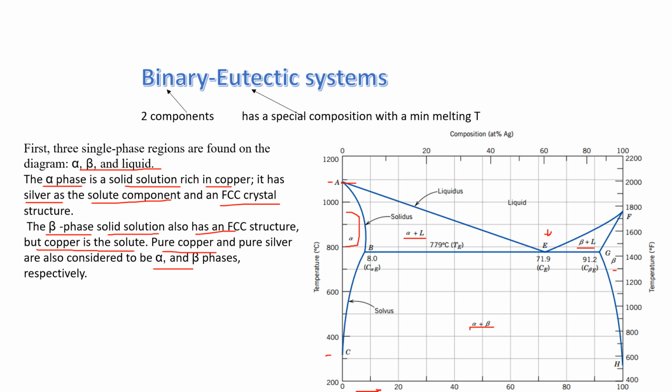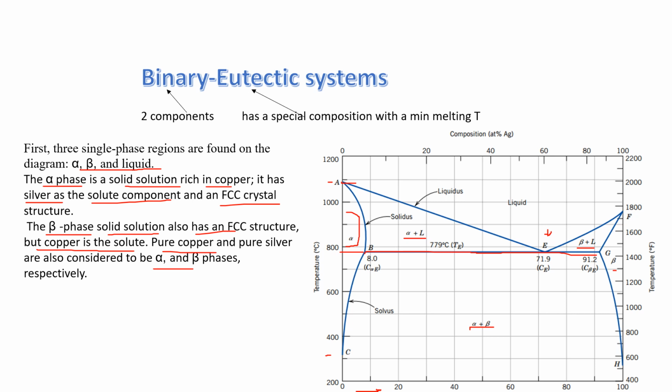The liquidus line is represented by A, E, and F. The solidus line, which separates the solid solution from the mixture of liquid plus solid, is AB. The solvus line is line B to C. The solubility in each of these solid phases is limited, at any temperature below the line BEG.